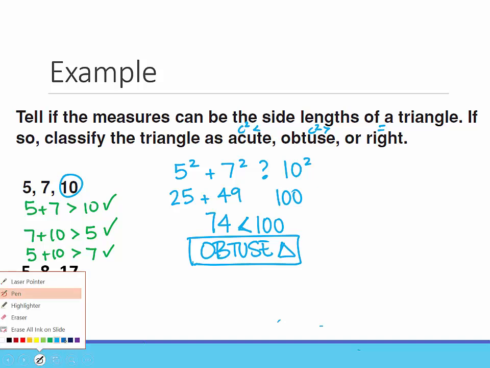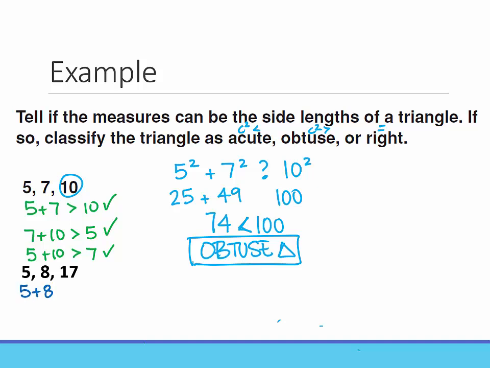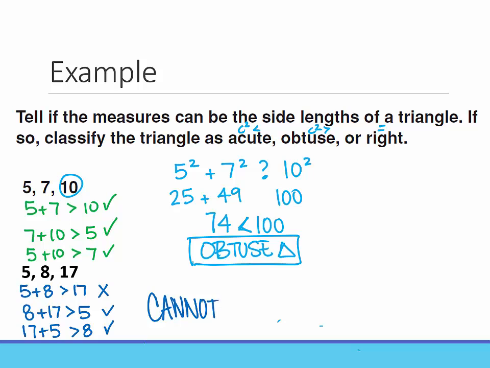So now for the next one. First we got to figure out if it can be a triangle again. So is 5 plus 8 greater than 17? 5 plus 8 is only 13, so this is not true. It does not matter that 8 plus 17 is greater than 5, and 17 plus 5 is greater than 8. If one of them doesn't work, remember, it cannot be a triangle. So our answer here, these cannot form a triangle.